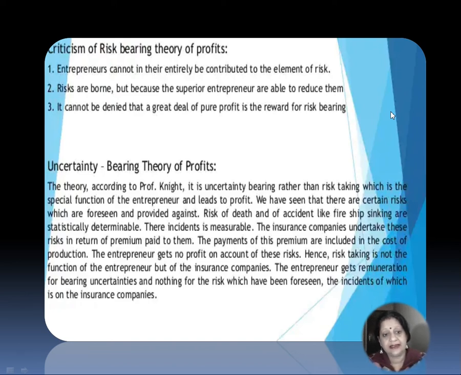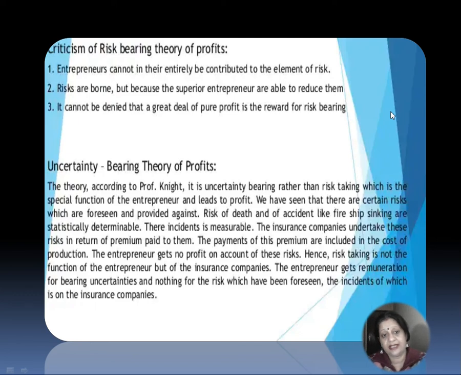We have seen that there are certain risks which are foreseen and provided against. Risk of death and of accident like fire, ship sinking are statistically determinable. Their incidence is measurable. The insurance companies undertake these risks in return for the premium paid to them. The payment of this premium is included in the cost of production. The entrepreneur gets no profit on account of these risks. Hence, risk taking is not the function of the entrepreneur but of the insurance company. The entrepreneur gets remuneration for bearing uncertainties and nothing for the risks which have been foreseen, the incidence of which is on the insurance company.